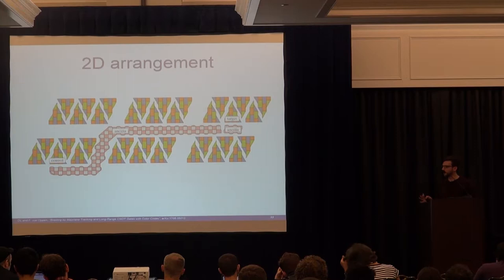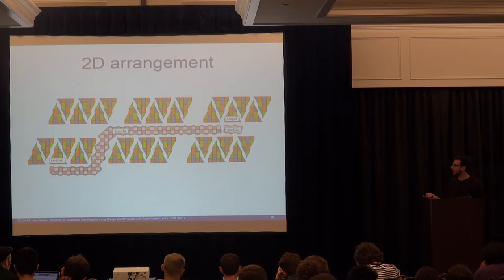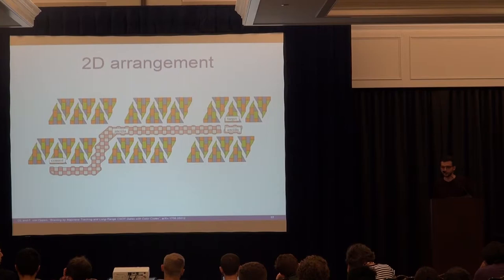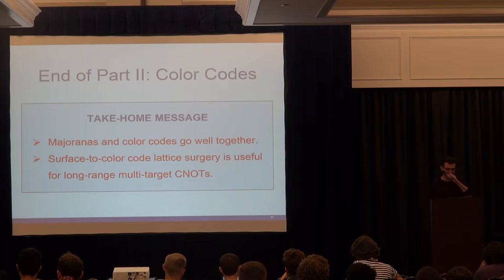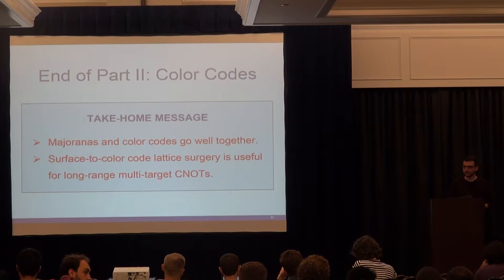So here I have some arrangement of color code qubits in blocks of six on a square lattice, and you can just initialize ancilla qubits in between to get long range multi-target C0 gates between any pair of color code qubits. So this is the end of the second part. The important message here is that Majoranas and color codes go well together in the sense that you can exploit braiding on the logical level, and that surface to color code lattice surgery is a useful tool for long-range multi-target C0 gates between color code qubits if you use lattice surgery.